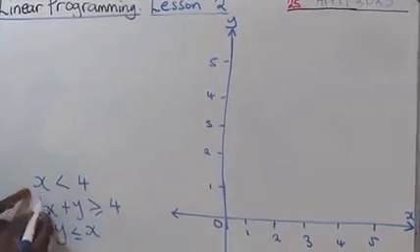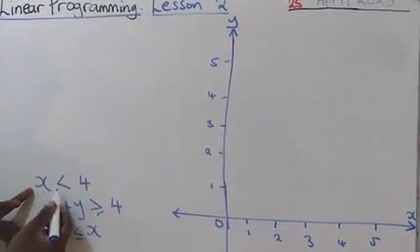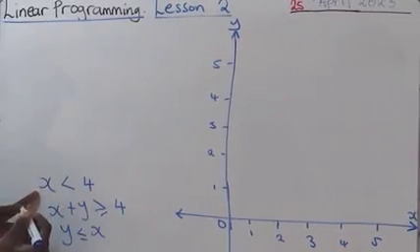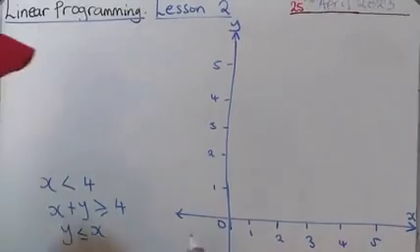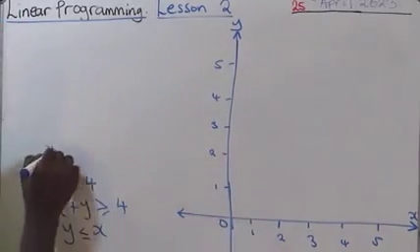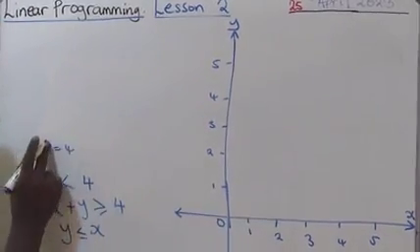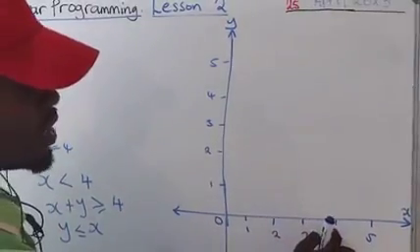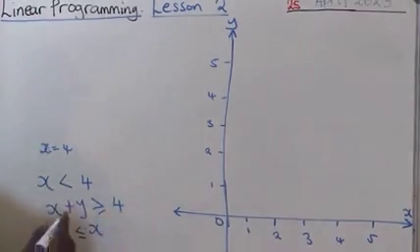This one is saying x less than 4. So identify on the x-axis where x is less than 4, or where x is equal to 4. Where x is equal to 4, it's here. Now they are saying less than 4.